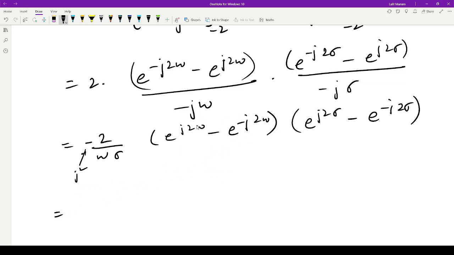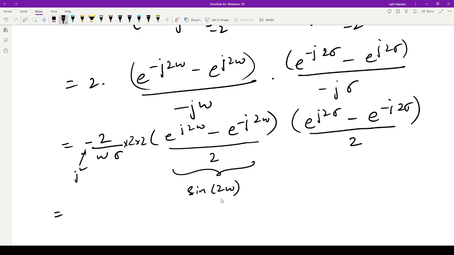Now, can anyone tell me what this is? If I divide this by 2, and again divide this by 2, what is this? This is j sine 2 omega. This is sine 2 sigma, right?